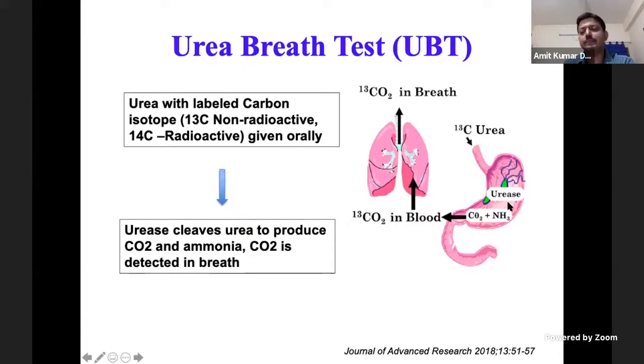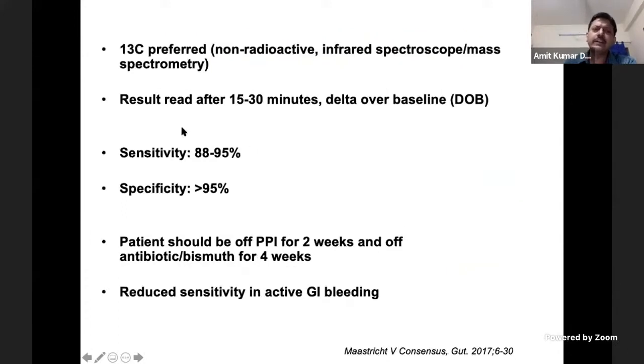If there is H. pylori, the urease activity will break down the urea and then the carbon dioxide will get released, which is then detected. So the 13C is the one which is preferred because it does not deal with radioactive material. The results for this urea breath test are available rapidly. In 15 to 30 minutes, you get the results of this test. And they are quite sensitive. They're very sensitive and specific. So the performance is very good.